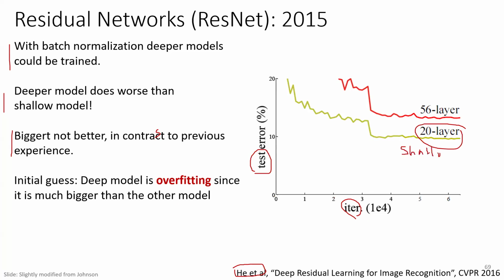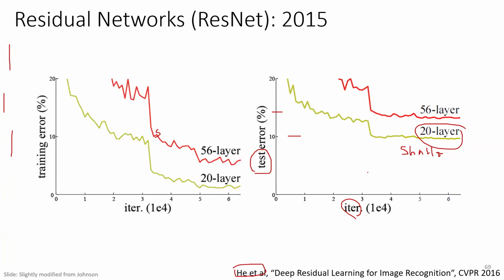Only 20 layers is making some error, maybe let's say 10%, but the 56-layer network is making more error. I mean, this can be true if it has totally overfitted. But when they observed the training error, they were really surprised why even in the training error also the 56-layer network was doing worse than the 20-layer network.